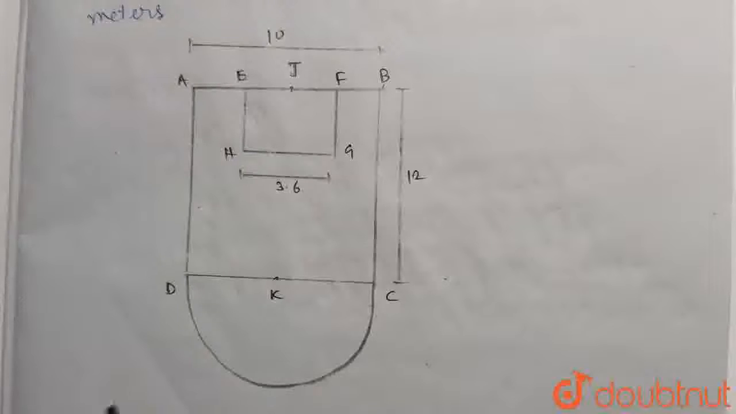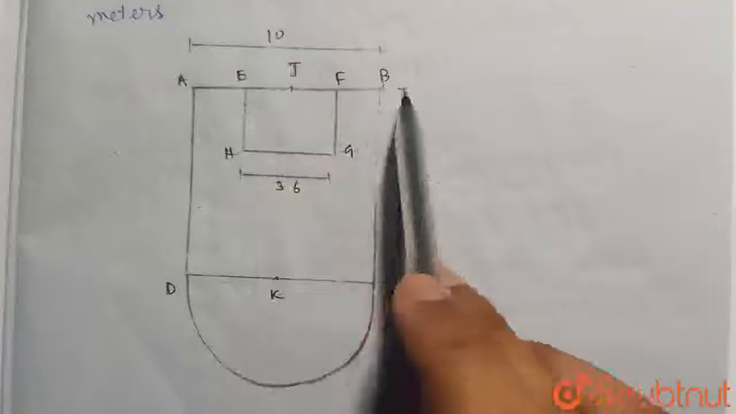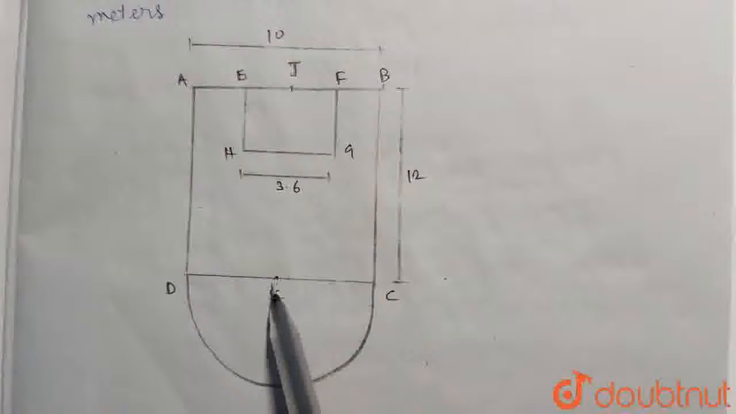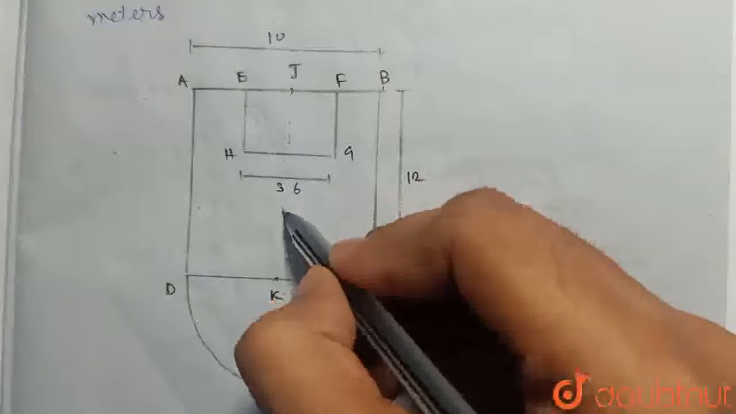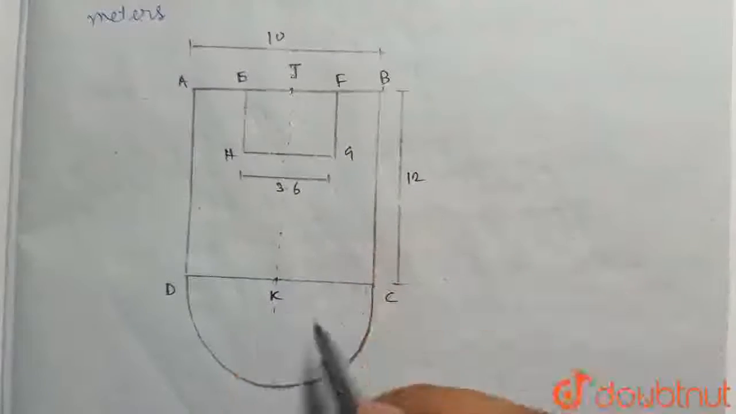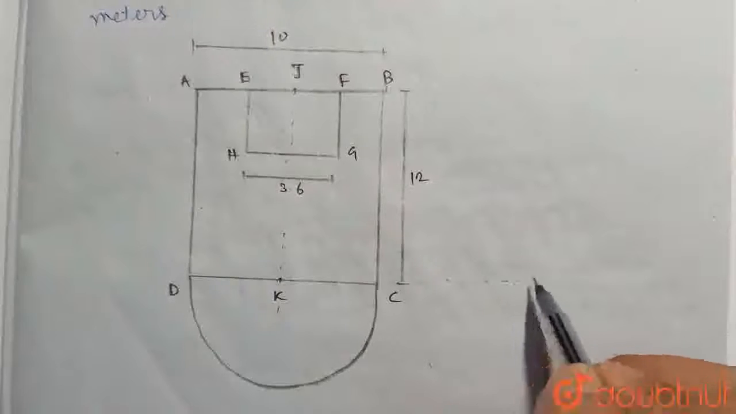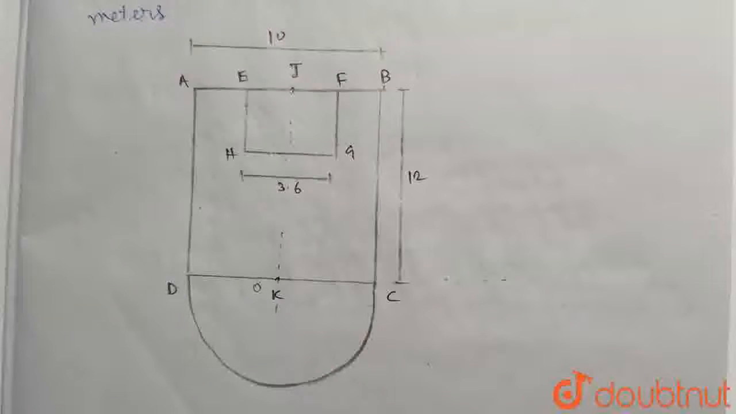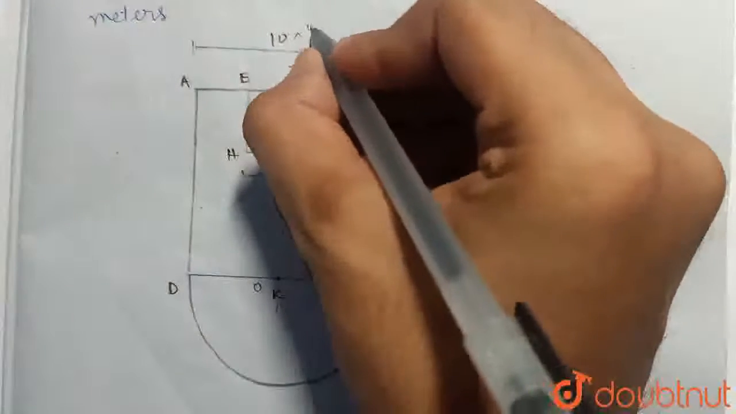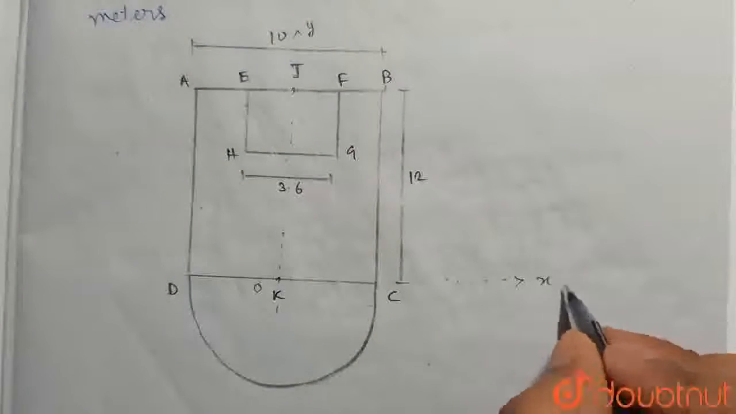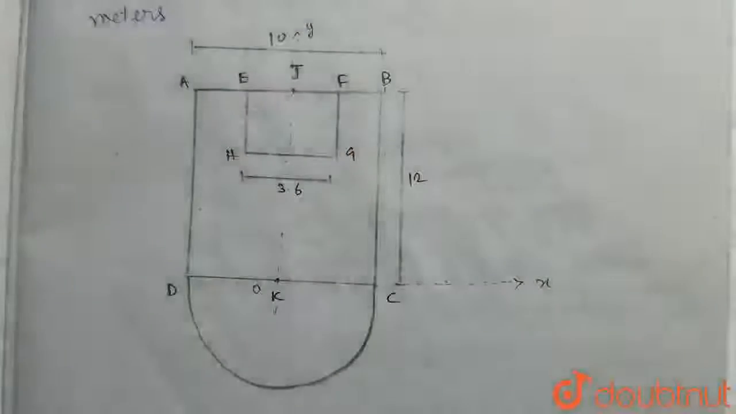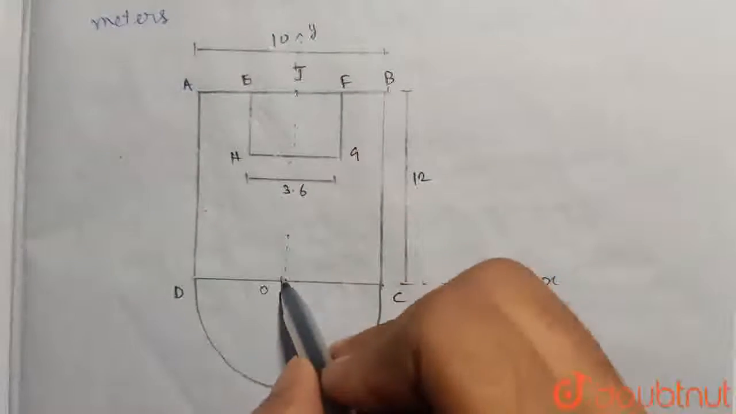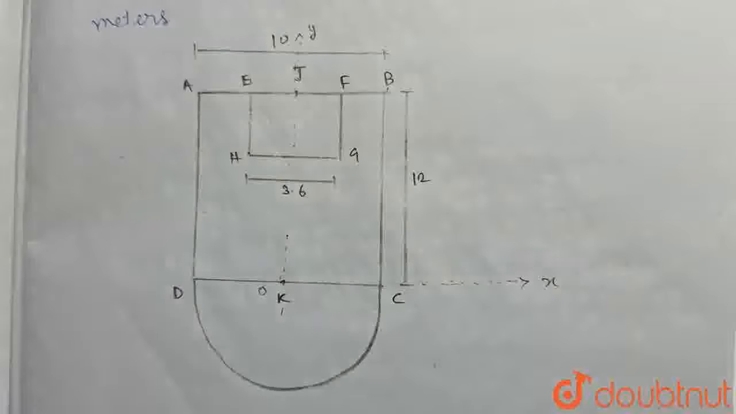Now in the question it is saying that AB is parallel to the x-axis and K is at the origin. So basically the axes will be somewhat like this. This is the y-axis and this is the x-axis, and this is the origin O. So we need to find the coordinates of this point H here.